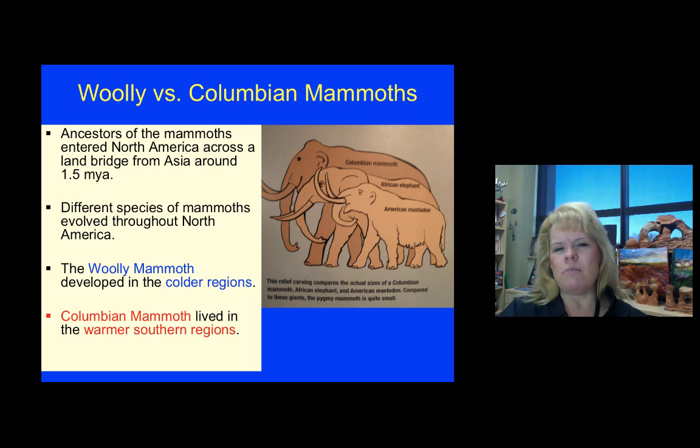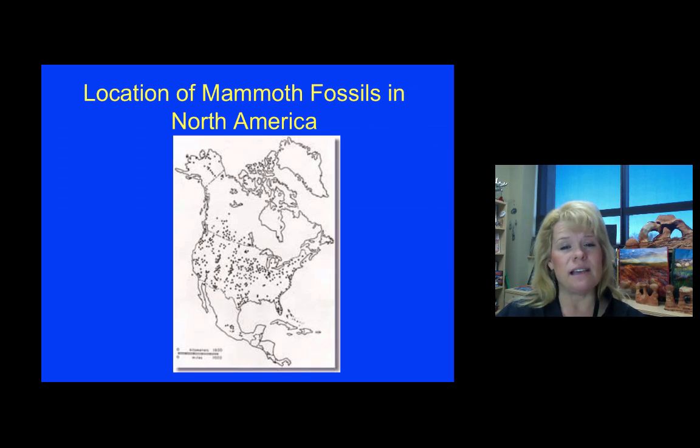The ancestors of mammoths entered North America via the Bering Strait around 1.5 million years ago. We have a number of different species of mammoths that have evolved throughout North America, but the biggest and the bestest would be the Columbian mammoth. There is one known as the Jefferson mammoth, then there's of course the woolly mammoth, and then the mastodon. But we know the Columbian mammoths right here in Waco because you took a field trip earlier in the semester to the Waco Mammoth Site.